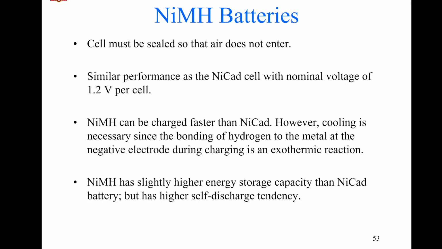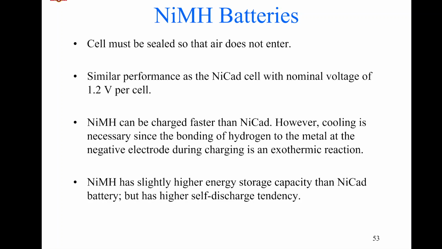In these batteries, cells must be sealed so that air does not enter, and we say that it has similar performance to nickel cadmium, and it will have a nominal voltage of 1.2 volts per cell. The nickel metal hydride can be charged faster than the nickel cadmium. However, cooling is necessary since the bonding of hydrogen to the metal at the negative electrode during charging is an exothermic reaction.